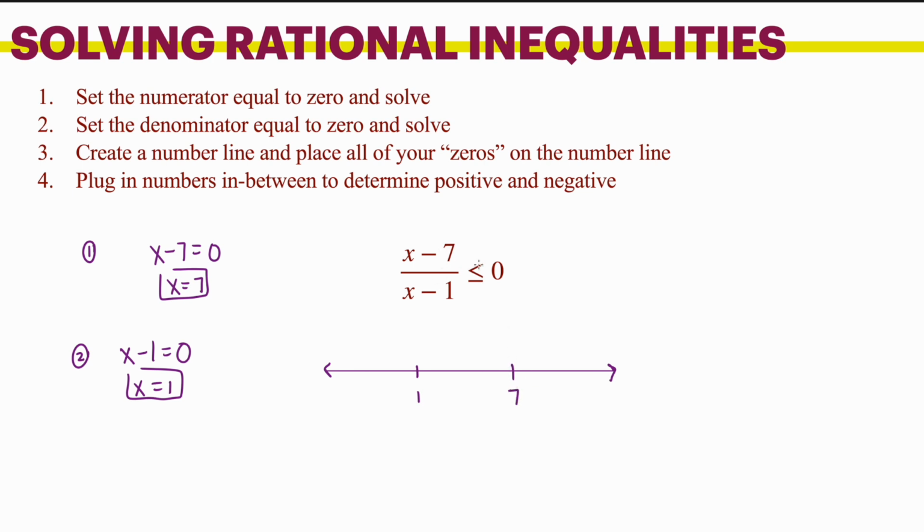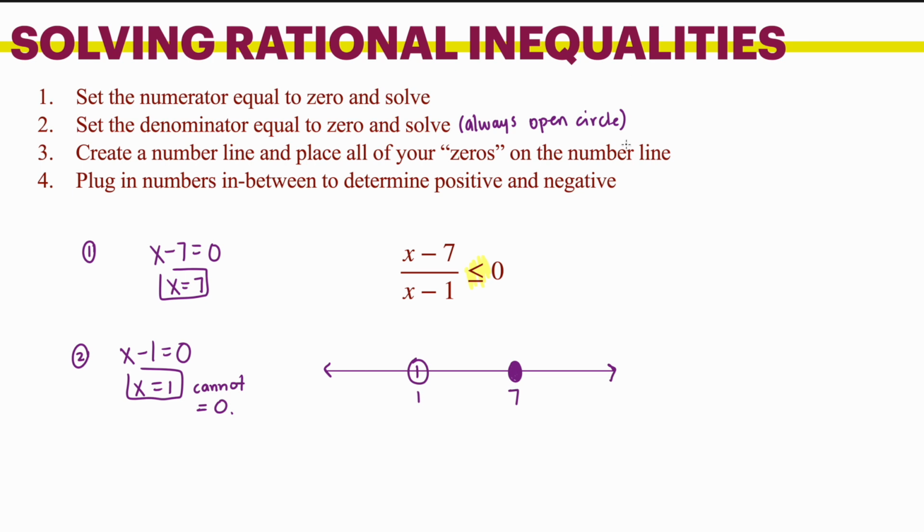Now, because this is a less than or equal to, that means the numerator is going to be a closed circle. However, wherever the denominator is, it will always be an open circle. Always open circle, because the denominator can never equal 0. So you always make that an open circle.